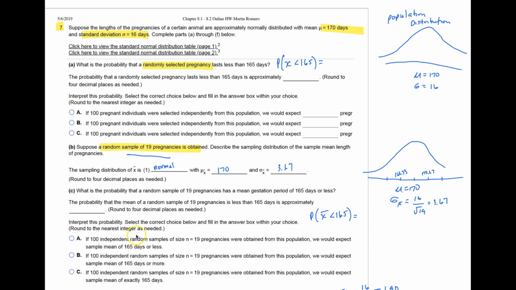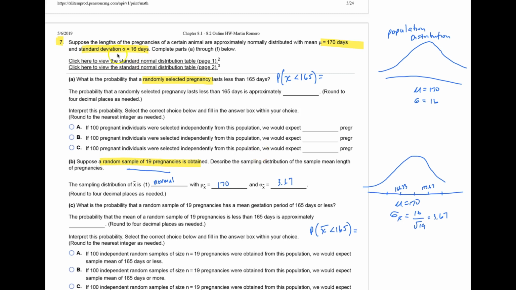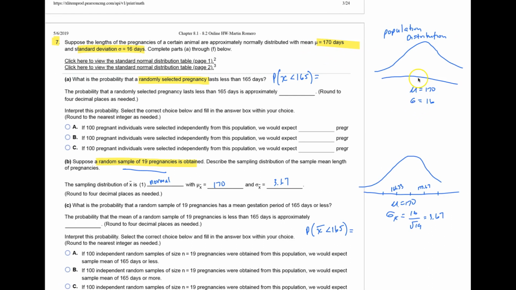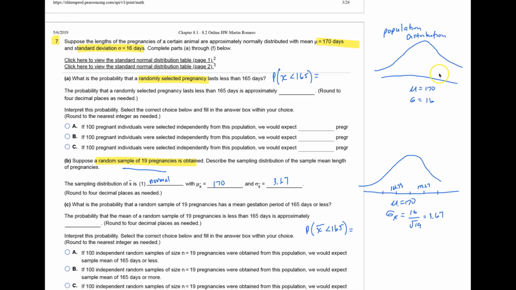We're going to go ahead and take a look at problem 8.1.19. Looking at this question here about lengths of pregnancies of a certain animal. The population distribution is, the mean is 170 and the standard deviation is 16. So again, this is from the population.